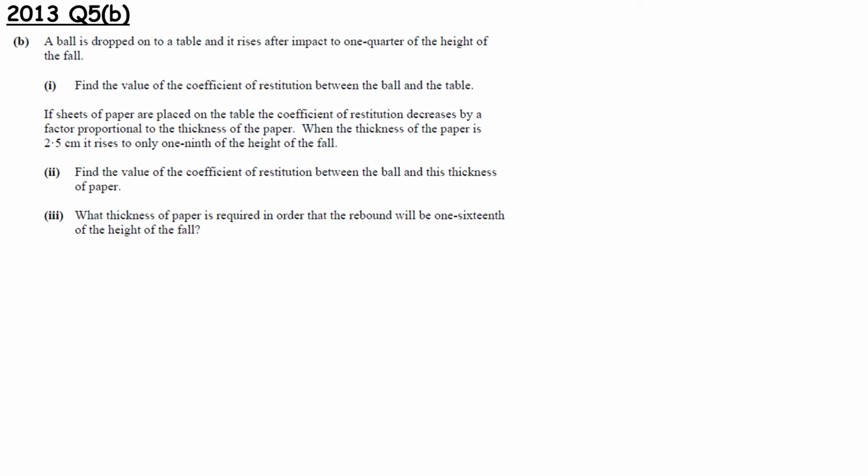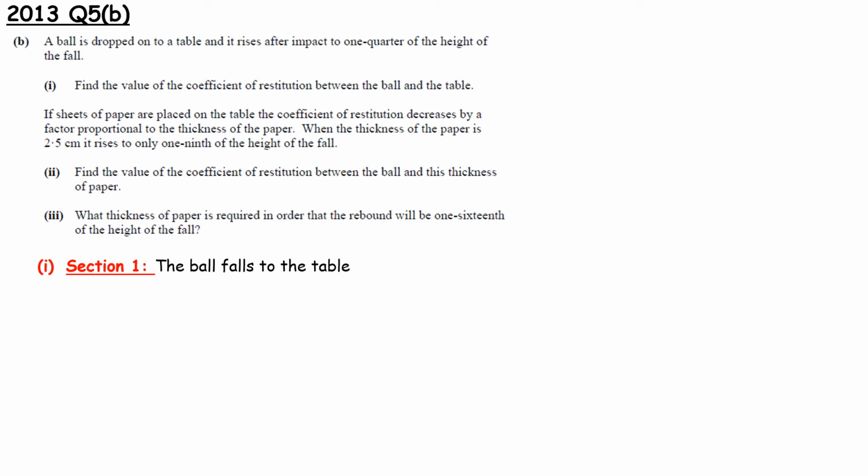So a ball is dropped onto a table and it rises after impact to 1/4 the height of the fall. Find the value of the coefficient of restitution between the ball and the table. Okay, so let's deal with the first part first. So we have this idea of a ball falling onto a table. We've just done the ordinary level question, so you're going to see how this has then been brought up to a higher level standard.